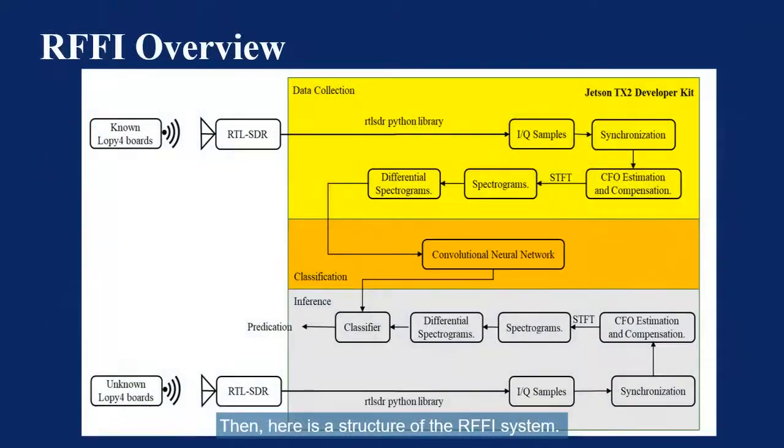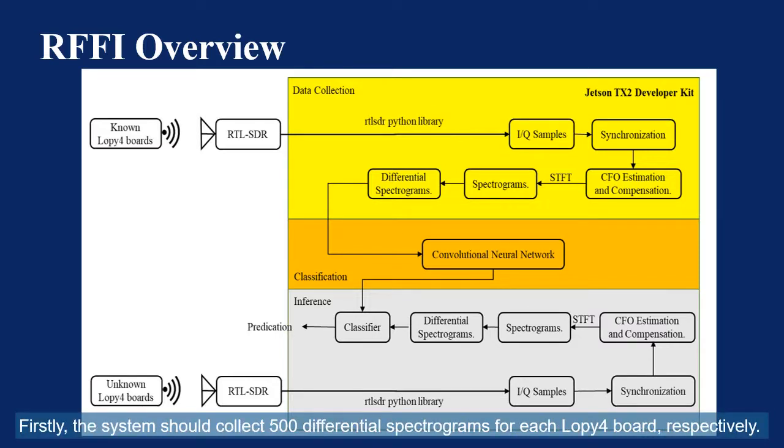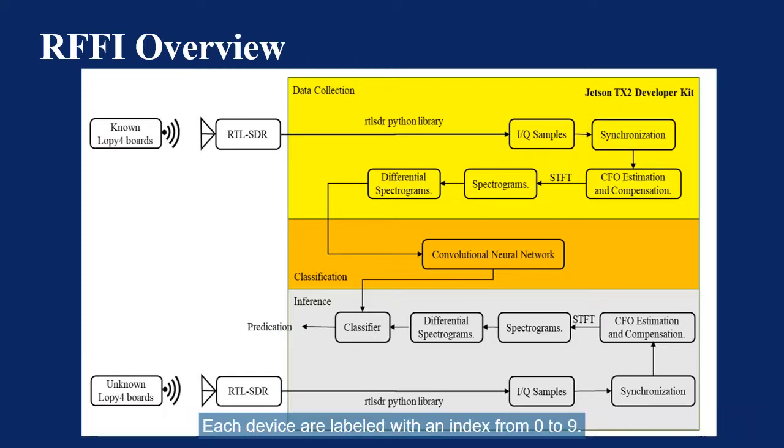Then here is the structure of the RFFI system. It has three stages: data collection, training, and inference. Firstly, the system should collect 500 differential spectrograms for each low-power board, respectively. Each device is labeled with an index from 0 to 9. Then they are fed into the neural network for training.